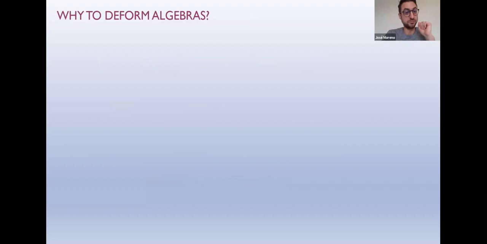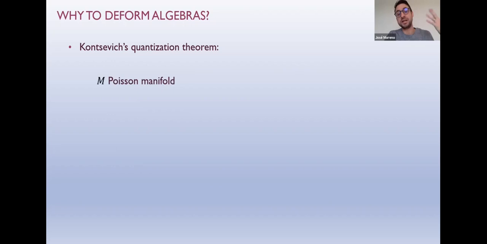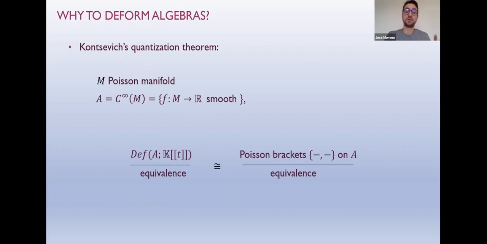Okay. So yes, I was mentioning why would I want to deform an algebra? Well, it depends what you read. Maybe the most well-known result is Kontsevich's quantization theorem, which is a link between classical and quantum mechanics. I don't know much about that, but if you start with a Poisson manifold and you look at the algebra of functions over that manifold, then he gives a correspondence between the deformations of the algebra A with coefficients extended in some way, modulo equivalence, and Poisson brackets on the algebra of functions. So he's able to give a bijection here.